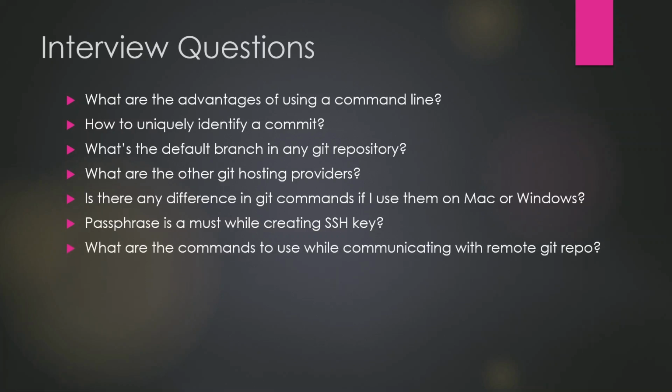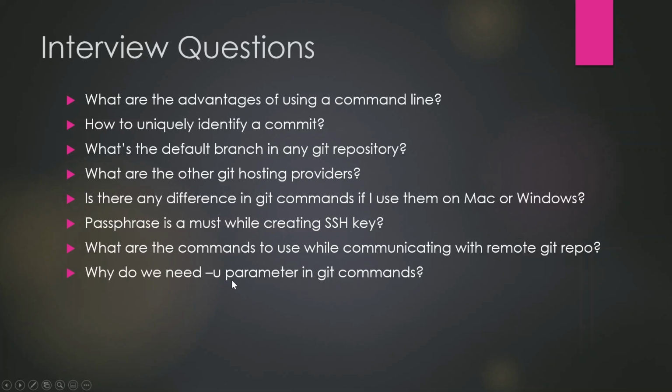Next question is, what are the commands to use while communicating with a remote Git repo? When we talk about remote Git repo, what is the first thing that comes to our mind? We have discussed GitHub. The first command which we discussed was git clone, and then we had git pull, git push, in which we pushed the local repository to the git repo on GitHub, and then git fetch for checking out the changes from GitHub, and then git branch -r, which checks how many branches and what branches are there on the remote. So these are the few commands that we talked about. Let's move on to the next question.